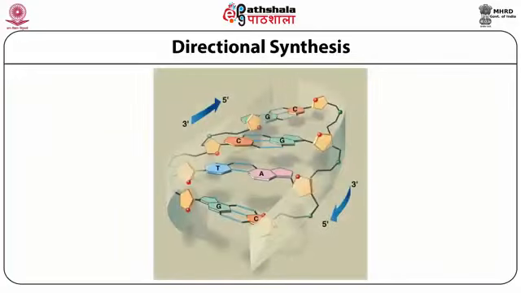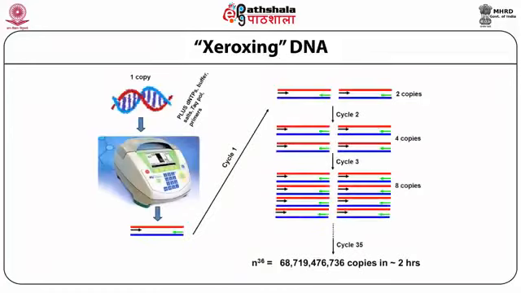As you can also see in the slide, PCR has directional synthesis, 5' to 3' in both orientations. Here is a typical thermocycler, and you can also call it the Xerox machine of DNA. As I explained, 2 copies become 4 copies, then 8 copies and so on, and at the end you can have millions of copies within a very short time span.